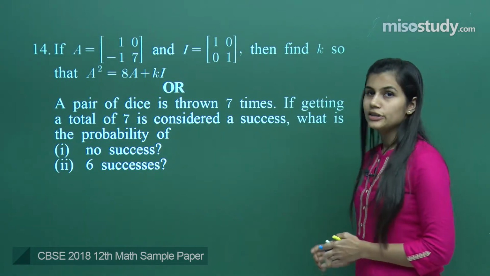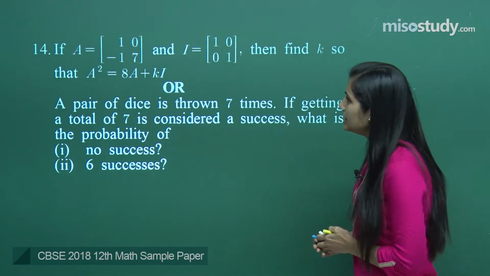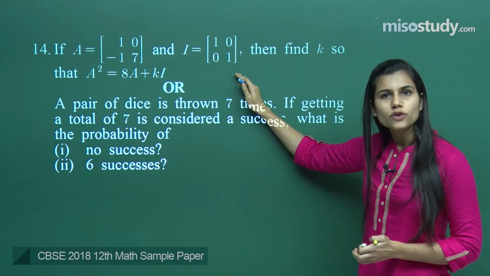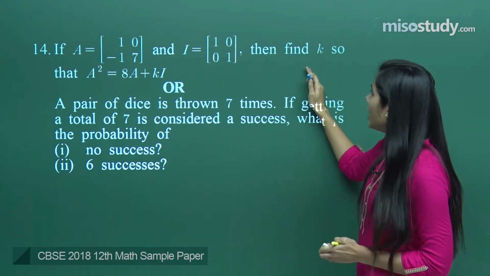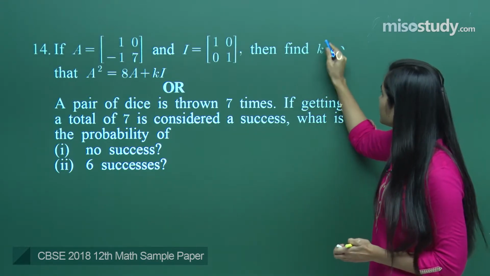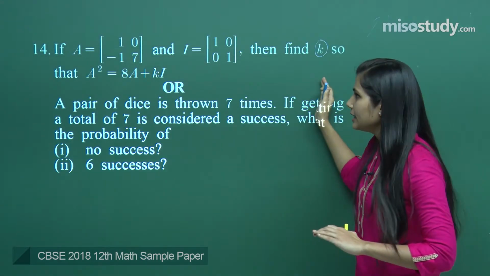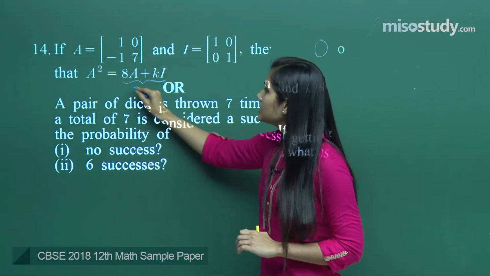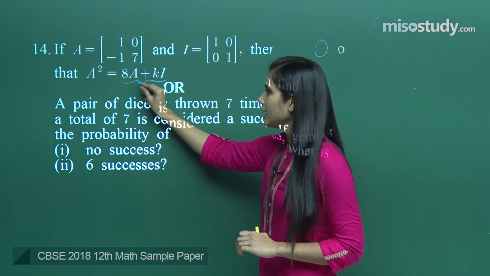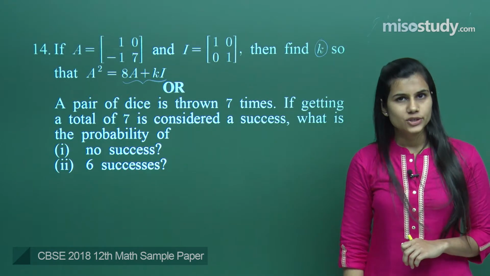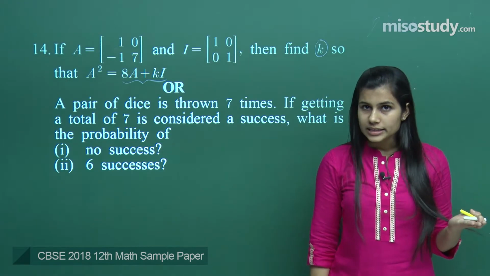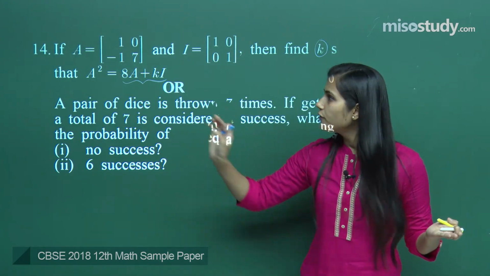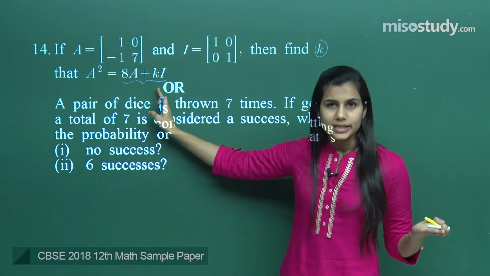Okay, so this is in regard with the matrices section. 14th question is giving you a matrix A and the identity matrix of order 2 cross 2. Then find K, so it's asking you to find this unknown K, such that when you plug in this K on the right hand side, you get the answer which is produced by the right hand side to be equal to the matrix A square. So whatever A square is the same matrix which is obtained by plugging in a certain value of K on the matrix obtained on the right hand side.